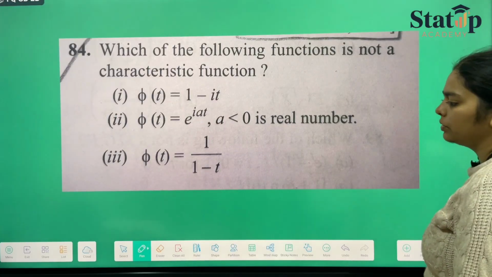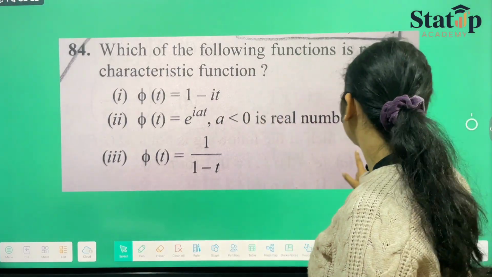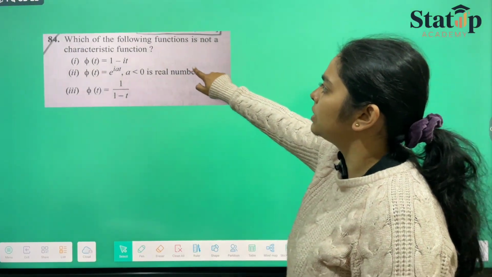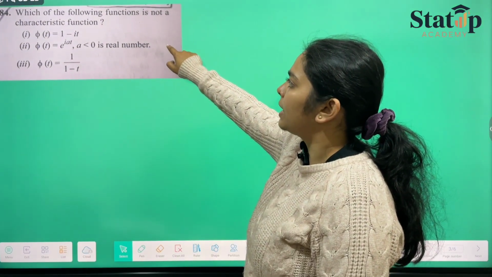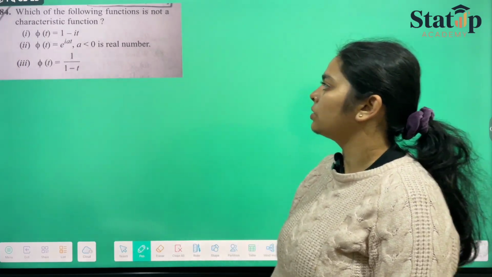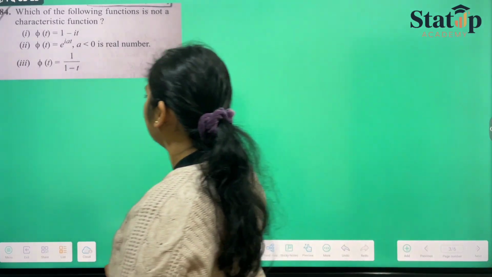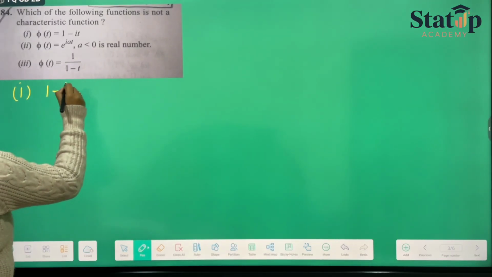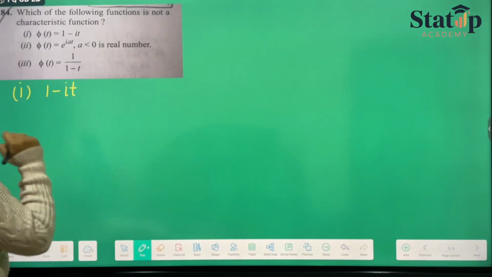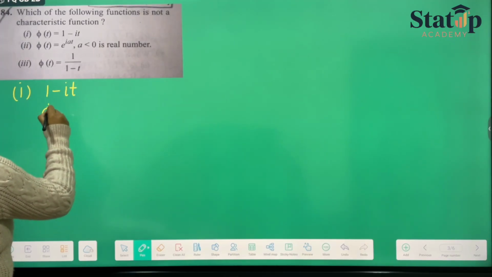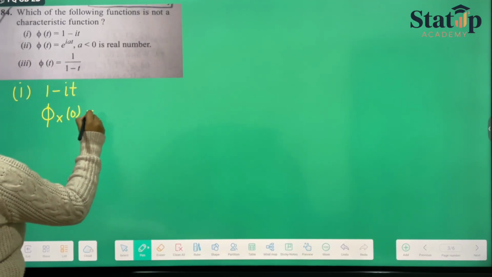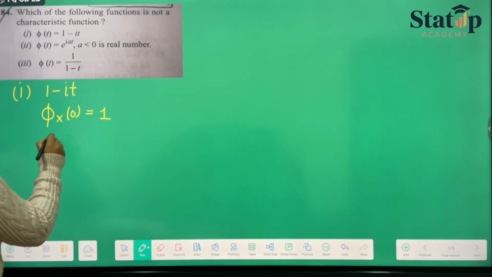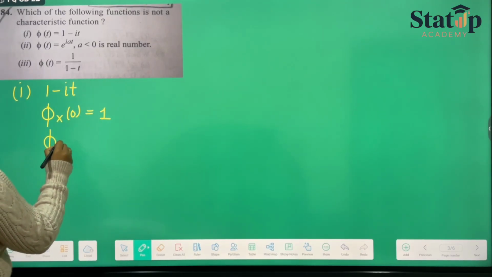Now moving forward to another question similar to the first kind. They have asked us whether the three of them are characteristic functions or not. So let us talk about the first function, which is 1 minus it. If we take t equal to 0, then phi x 0 is coming as 1. If we take t equal to 0, 1 minus 0 will be 1. And let us check the second property as well.